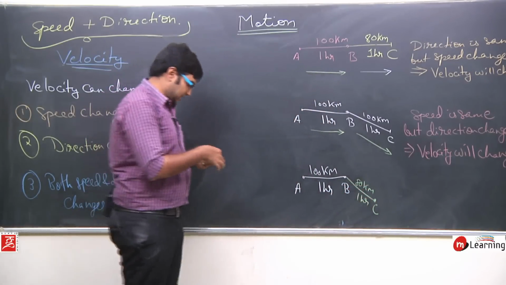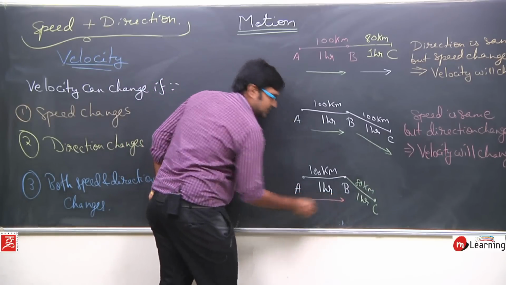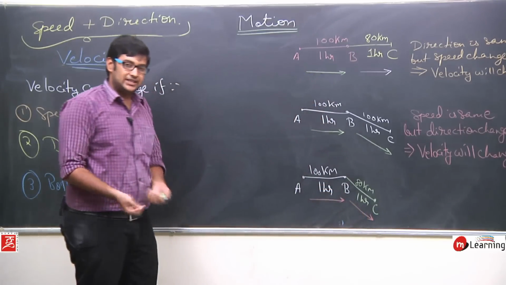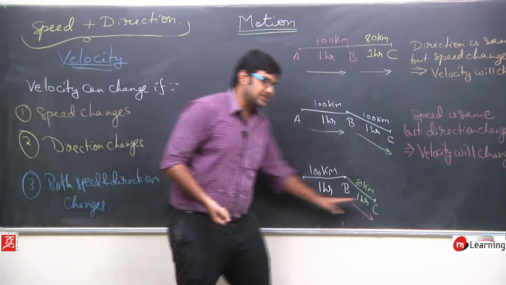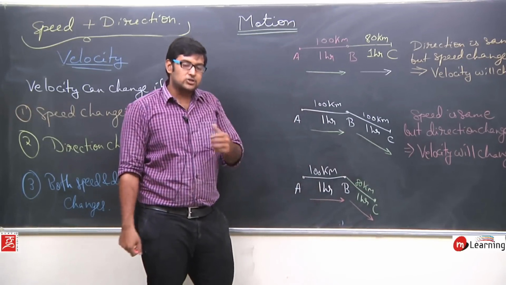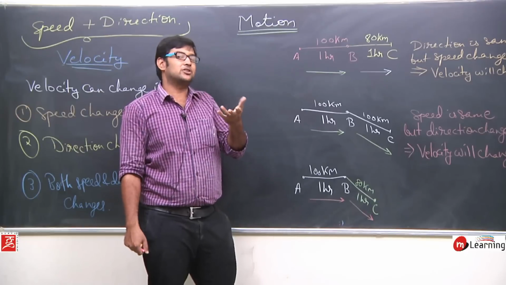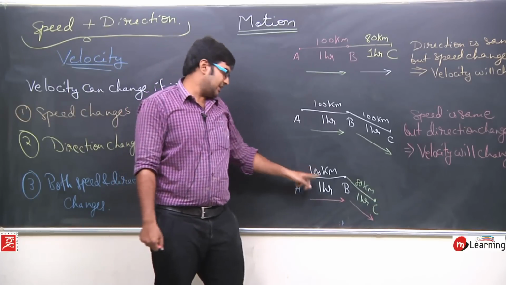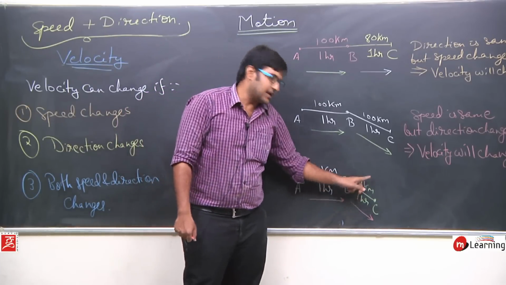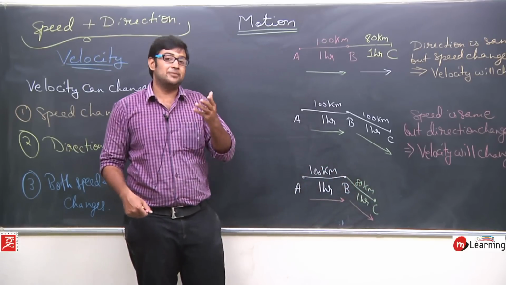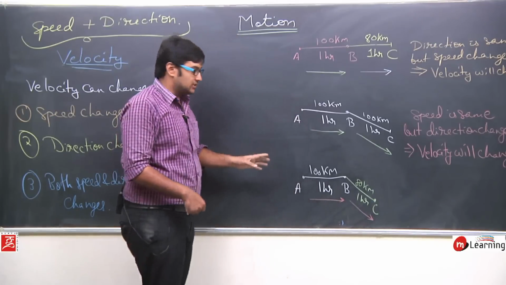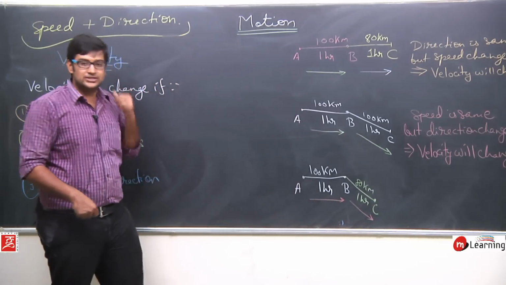So what I can see, first I was traveling in this direction, now I am traveling in this direction. So you can see, direction is changed. And what about speed? Can you see speed is constant or changed? We can see in the first 1 hour I traveled 100 kilometers, in the next 1 hour I traveled only 80 kilometers. So it means speed is also changed and the direction is also changed. So definitely the velocity has to change.